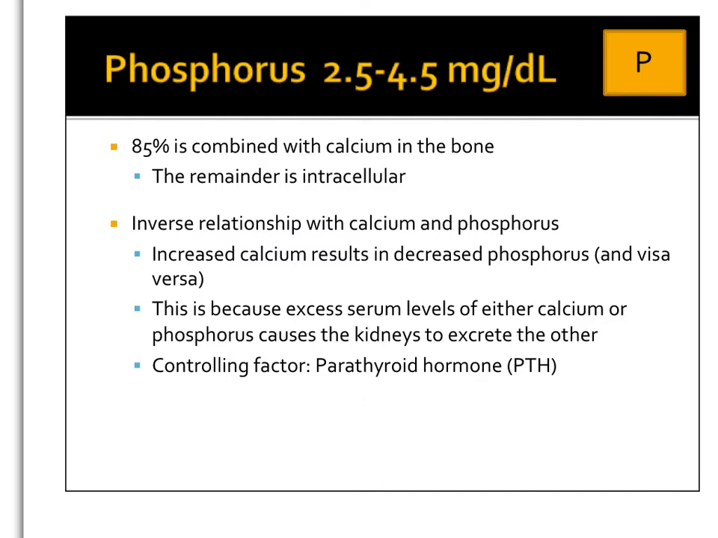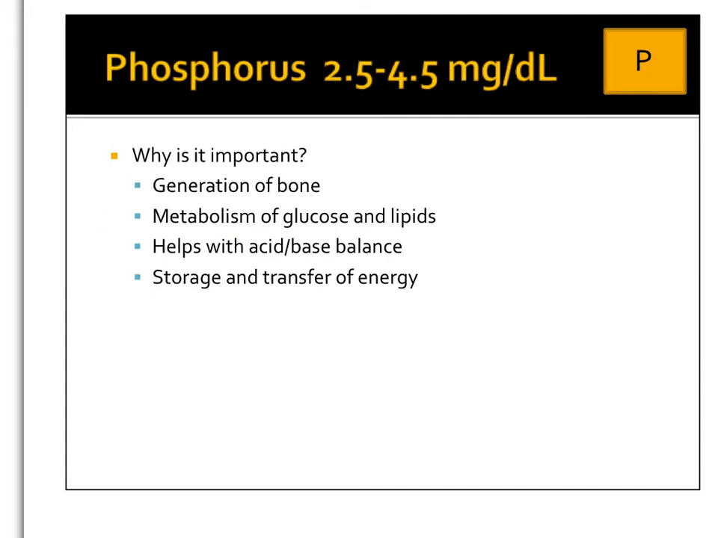All right? So I'll say that again. When there's excess serum levels of either calcium or phosphorus, the kidney will excrete the other one. All right? Now, these are going to be controlled by hormones. The main one here is going to be parathyroid hormone. This is going to play a huge role in calcium regulation in your body, and we're going to get into that in a little bit. Why is phosphorus important?